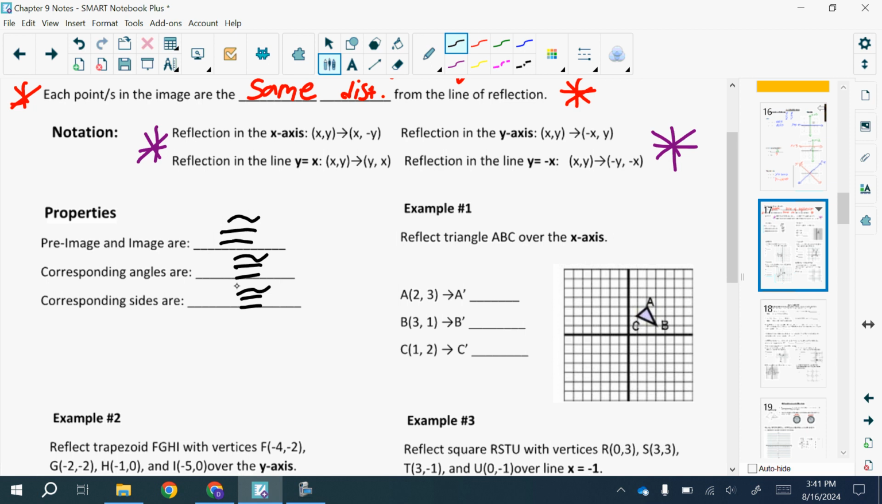So let's look at example 1. We have reflect triangle ABC over the x-axis. Well, hey, reflection over the x-axis was one of our cheat codes up here. So we have that rule handy: x comma y changes to x comma negative y. But first, before we do that on our graph, let's go ahead and draw that line of reflection. That's going to be the x-axis right here.